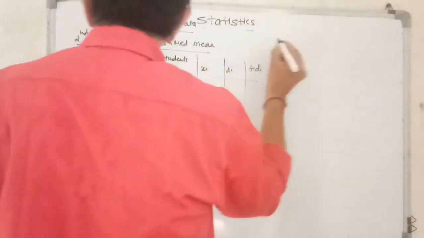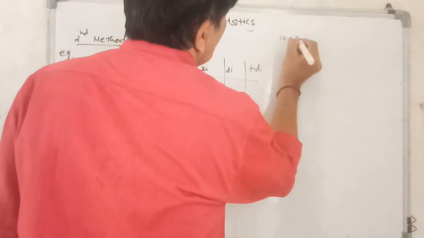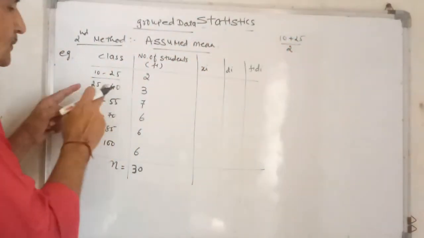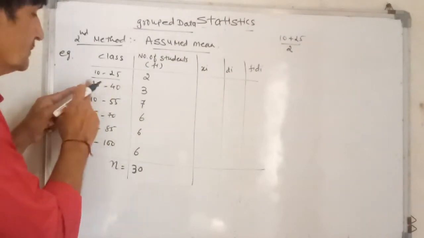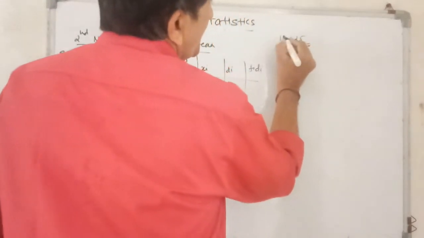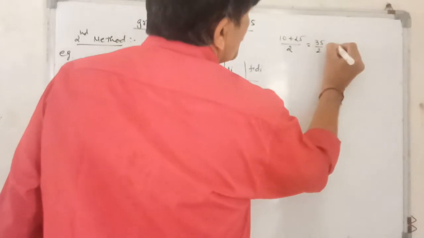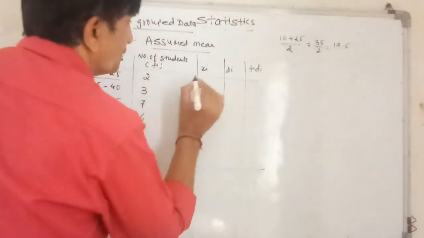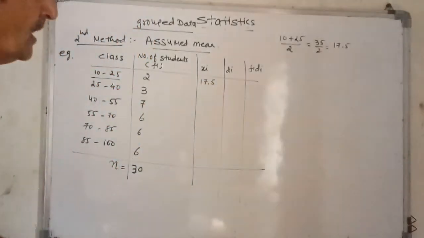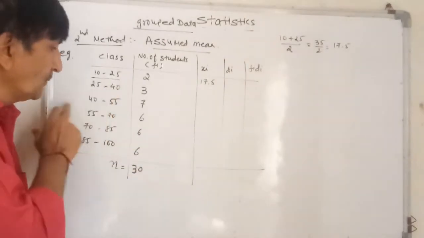Suppose we consider the first class. It is 10 plus 25 divided by 2. Similarly for the next one, 25 to 40, it is 25 plus 40 divided by 2. Just considering the first one, it is 35 divided by 2, so it is 17.5. So the first xi is 17.5.